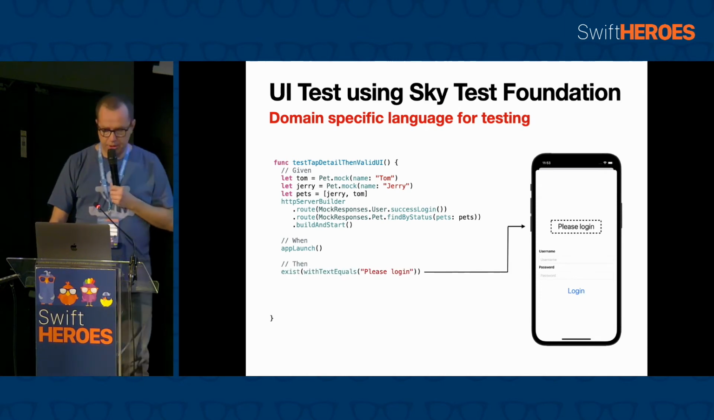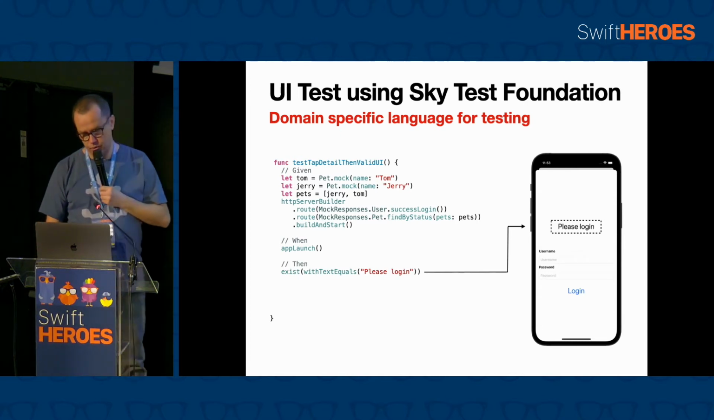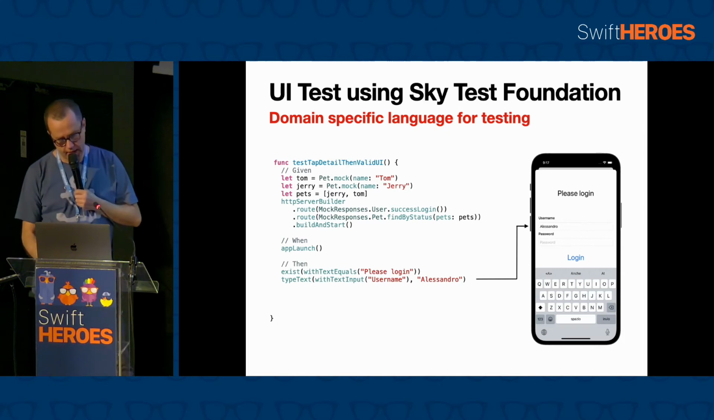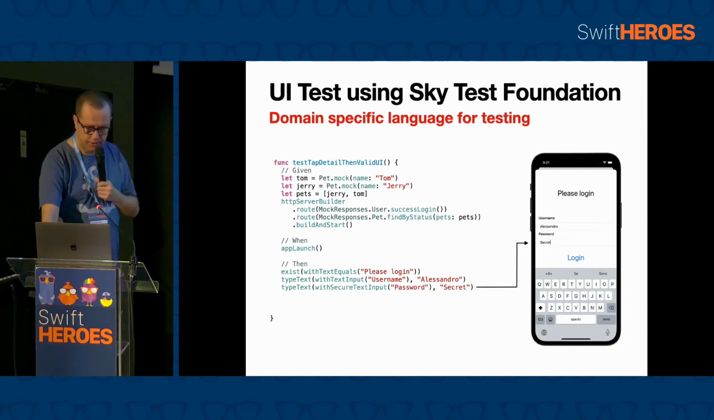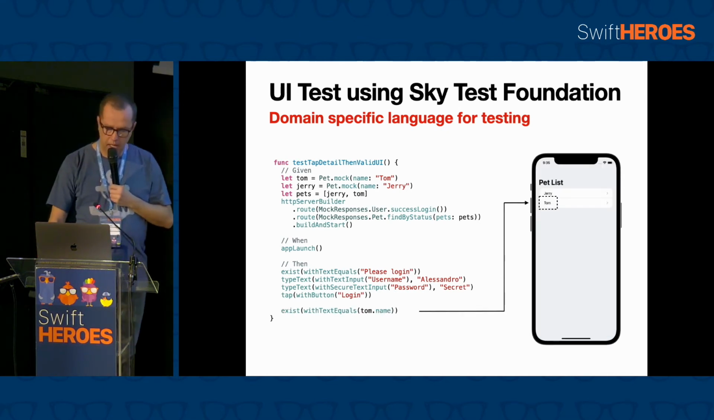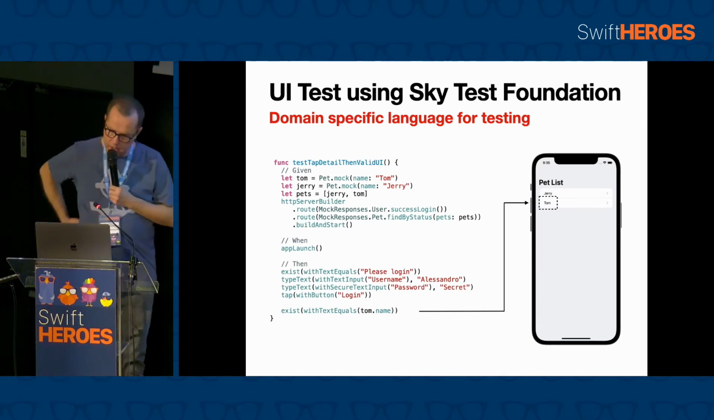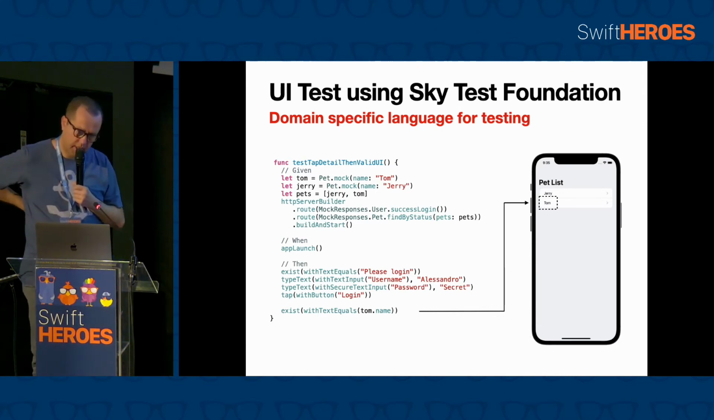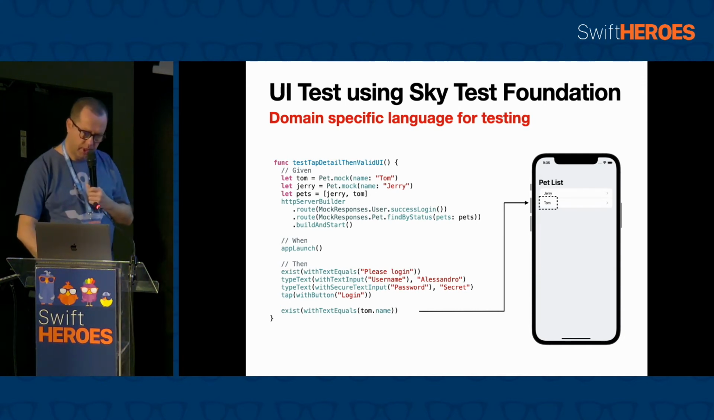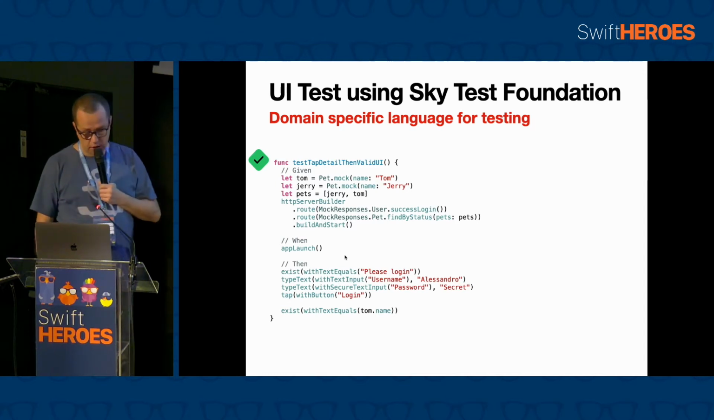We assert the existence of the please login text in our login view. We type Alessandro in the user field, so credentials, tap login, and we assert the existence of Tom's name in our pet list. Here you can see some sort of invariance, okay? You have Tom here, and you have Tom here. This is always true.